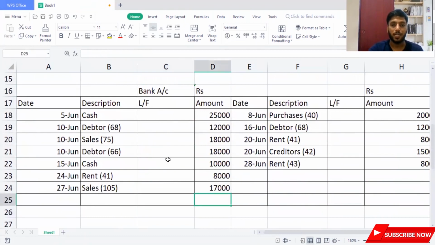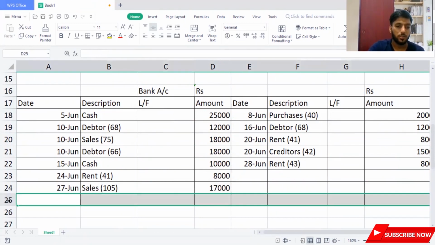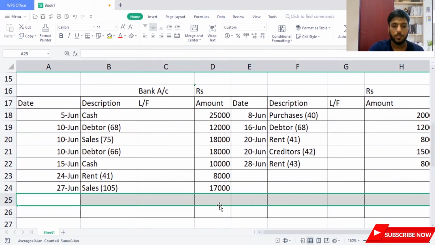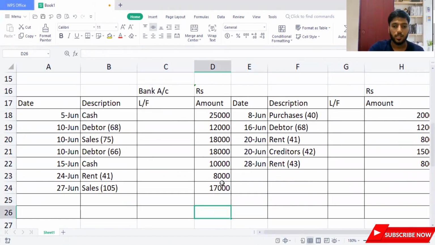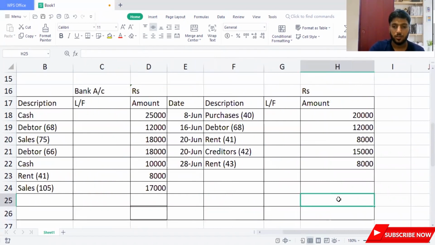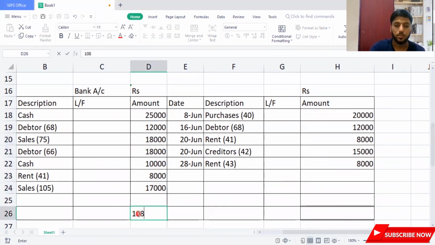So now I'm going to balance the bank account first of all. It's the same way which we did all this time. I need to have one more line to make it perfect, so I will add one row for this. Then I'm going to balance this off. Now I need to take the total of the debit side. You see the total, I'm getting 108,000. So I'm going to write here 108,000.